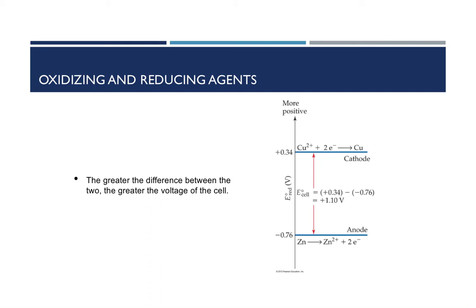All right, so in our example earlier, we saw that copper had a more positive reduction potential, so it was what was getting reduced. Zinc had a negative 0.76, so it was what was getting oxidized. And the difference between them is the voltage. Well, you can imagine that if one reduction potential is even more positive and the other one is even more negative, then you're going to have a greater voltage in your cell.